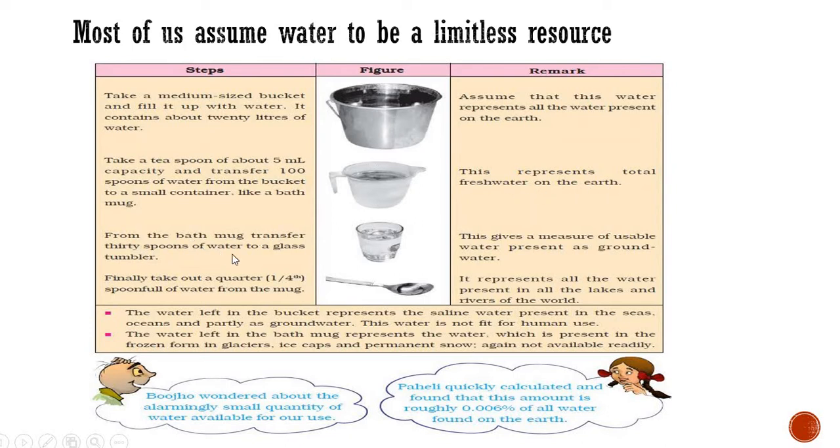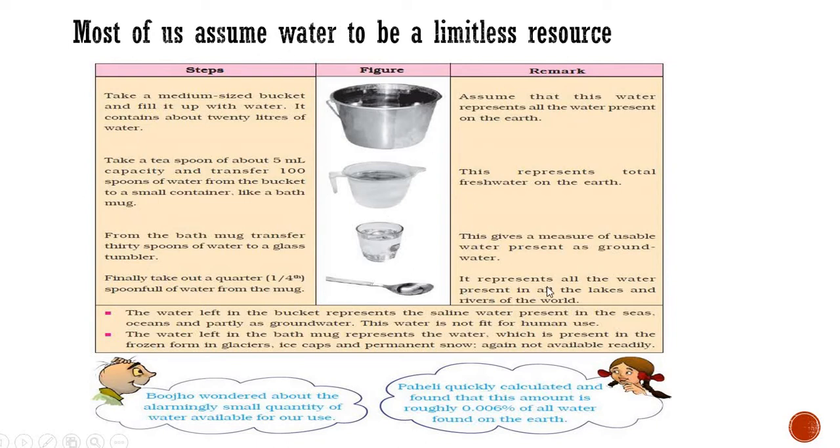From the bath mug, transfer 30 spoons of water to a glass tumbler. And this gives a measure of usable water present as groundwater. Now, finally, take out a quarter spoon of water from the mug.